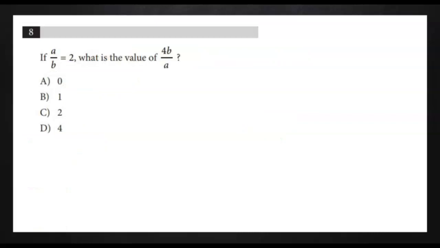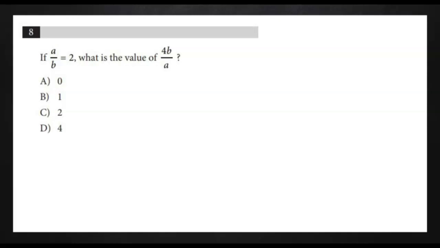Okay, question 8. Here we go. You have a fraction is equal to 2. We want to find out what 4b over a is equal to. Well, if you look closely, what you're going to see is that on the left side of the equation I actually have a in the numerator, as opposed to the value that you actually need to find. Your a happens to be in the denominator.